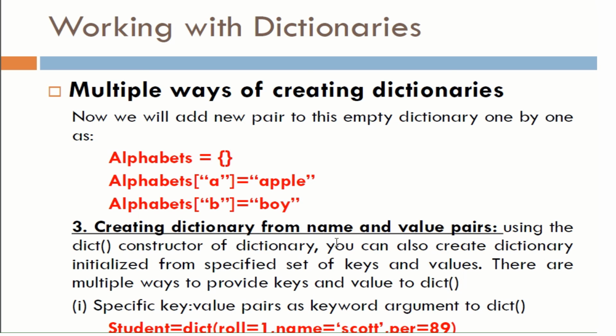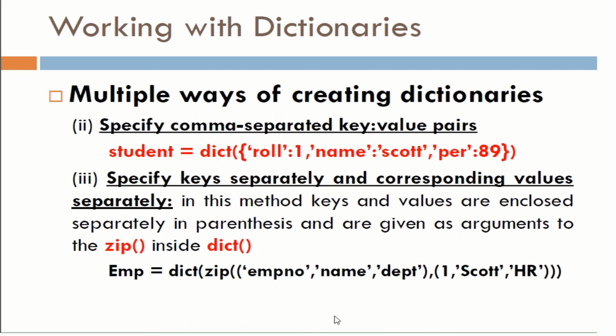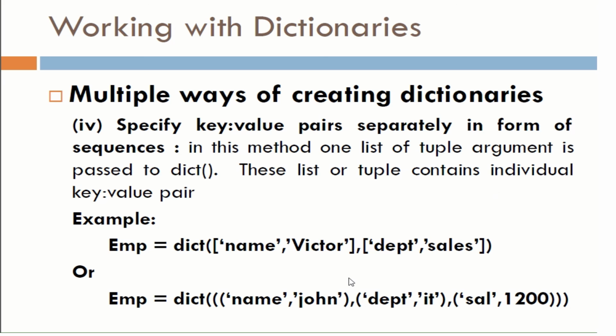Next, multiple ways of creating a dictionary. Now we will add new pairs to this empty dictionary one by one as follows. Like alphabets is the empty dictionary. So in that we will add pairs, like A is a key and apple is the value associated with key A. Similarly, B. So creating a dictionary from names and values. Accordingly, we can add our values. Okay. So there are multiple ways of creating dictionaries, like specifying commas, or by using zip, which we can use. Okay, these are the methods being used for creating dictionaries.